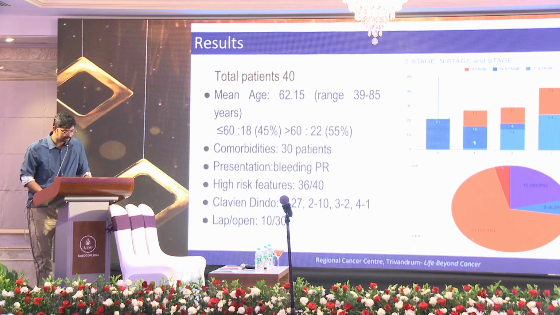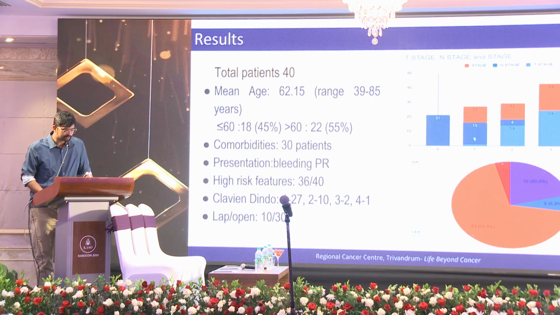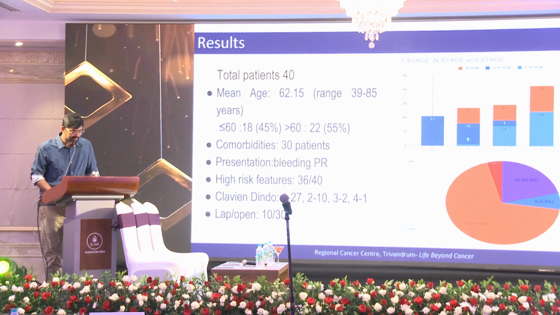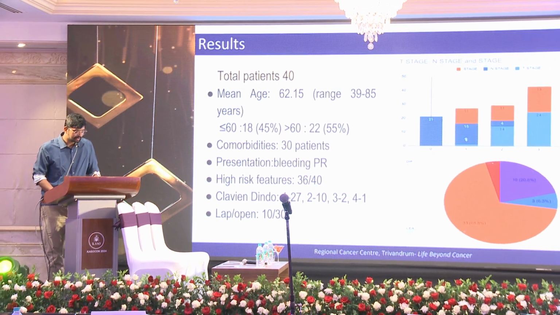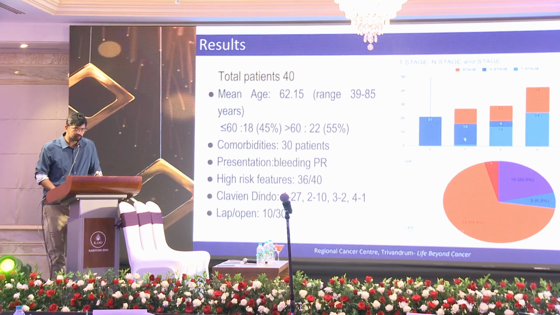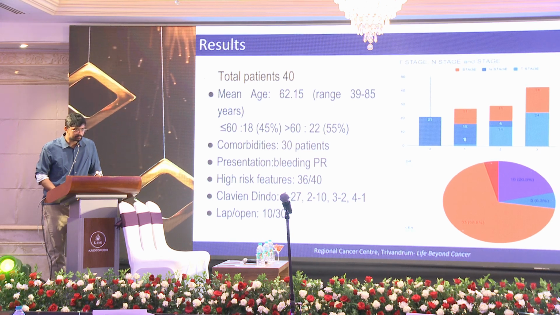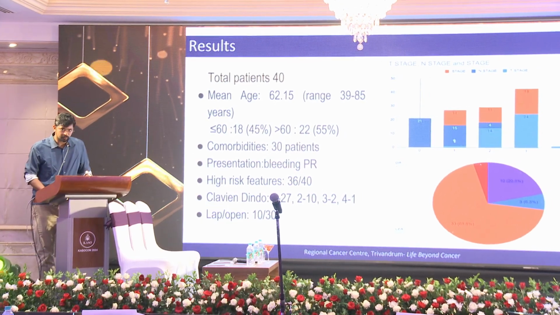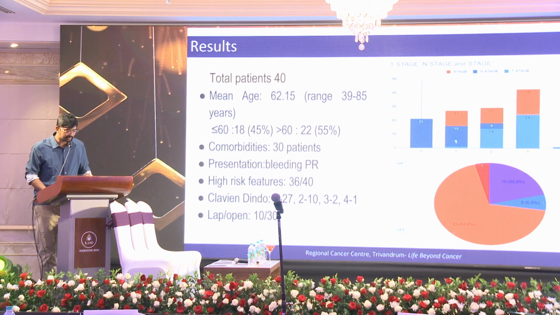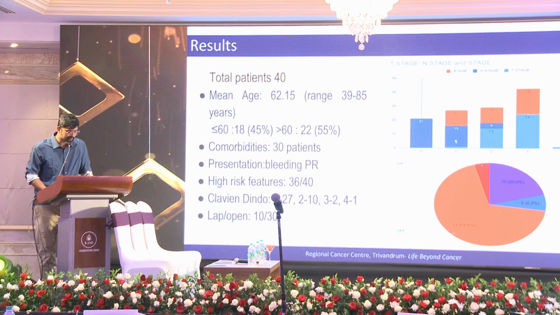So coming to the results, we had a total of 40 patients, and the mean age of the patients was 62.15 years. Most of the patients were more than 60 years, around 55%, and 60 and less than 60 were 45%. Comorbidities in the form of hypertension and diabetes were seen in around 30 patients, and the most common presentation was bleeding PR, followed by constipation. The most common site of cancer in our study was sigmoid colon, followed by right colon and transverse colon.